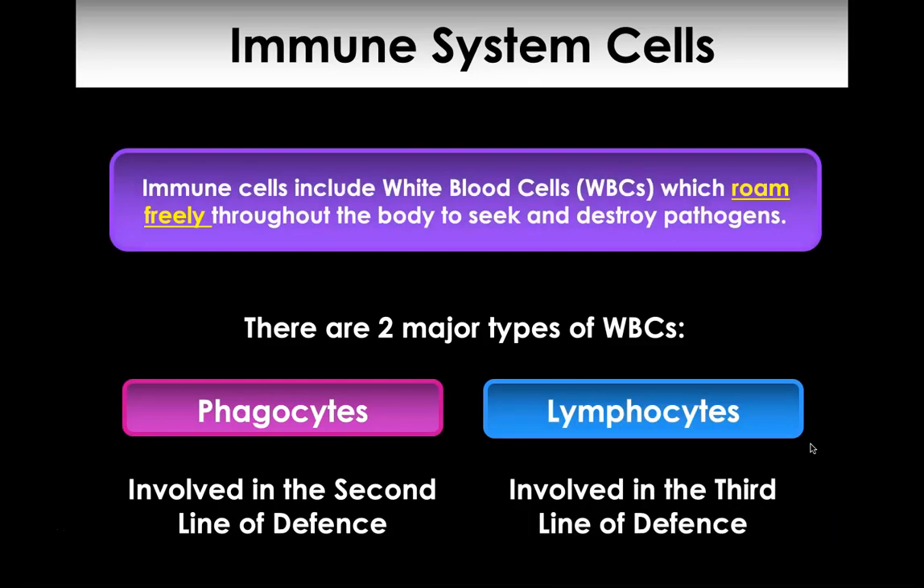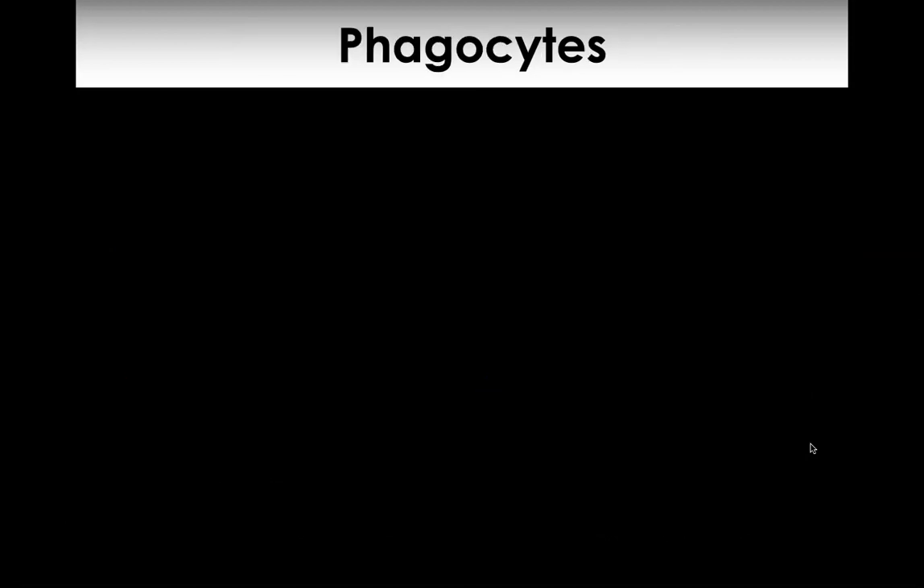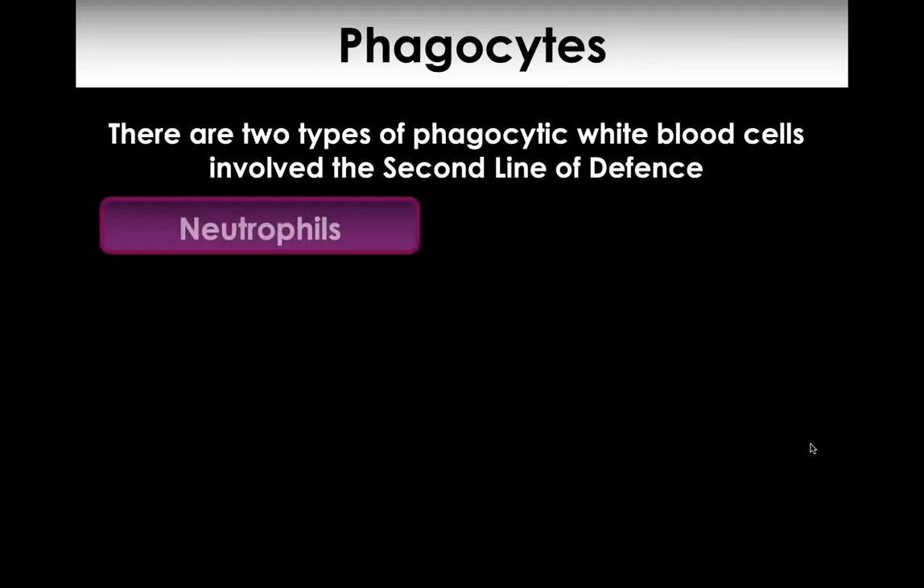Okay, so there are two major types of white blood cells that help to carry out the immune response, and they roam freely throughout the body to seek and destroy pathogens. The ones that we're going to focus on today are involved in the second line of defense, and they're called phagocytes. The other ones are called lymphocytes, and we'll talk about them next lesson. Phagocytes.